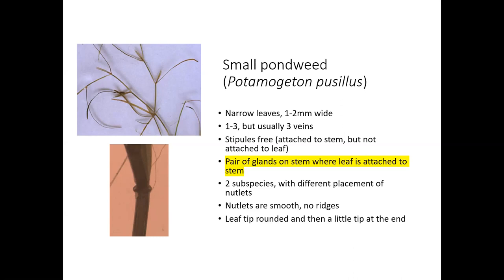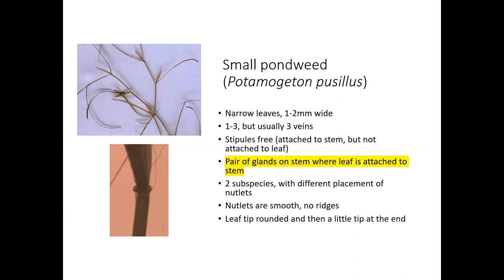The nutlets, though, regardless of species or subspecies, are smooth. They don't have any ridges. So if you do have nutlets and you're not sure if you've got this one or the next one, which is leafy pondweed, look at those nutlets. If it's very smooth without any ridges, then you've got a small pondweed. And the leaf tip is usually rounded and then with a little tip at the end.